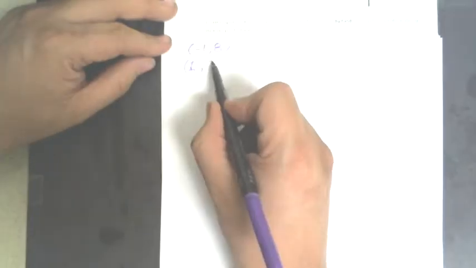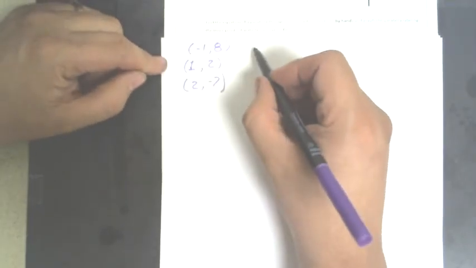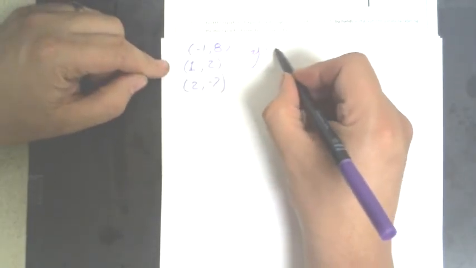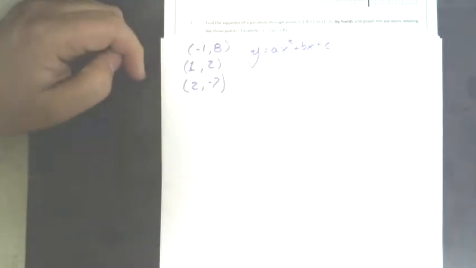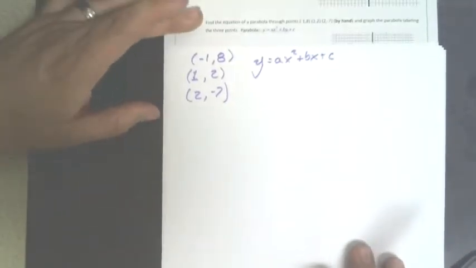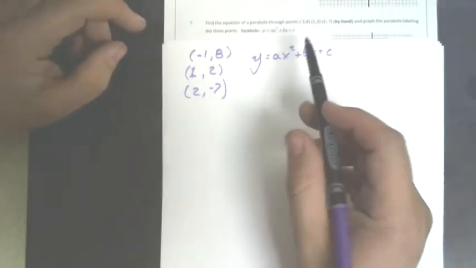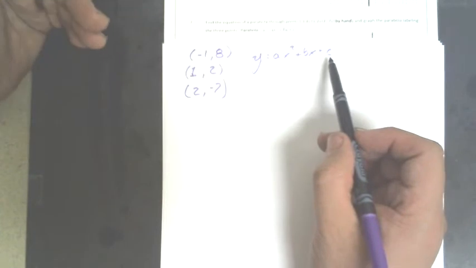So the points are (-1, 8), (1, 2), and (2, -7). If those 3 points are supposed to be on a parabola, we know those 3 x and y values are supposed to make the equation y equals ax squared plus bx plus c true. You're even given that that's the equation for a parabola, and that's why it gives it to you. I mean, you should really know that, though, but that's okay. So we have to find the a, b, and c for this particular parabola.